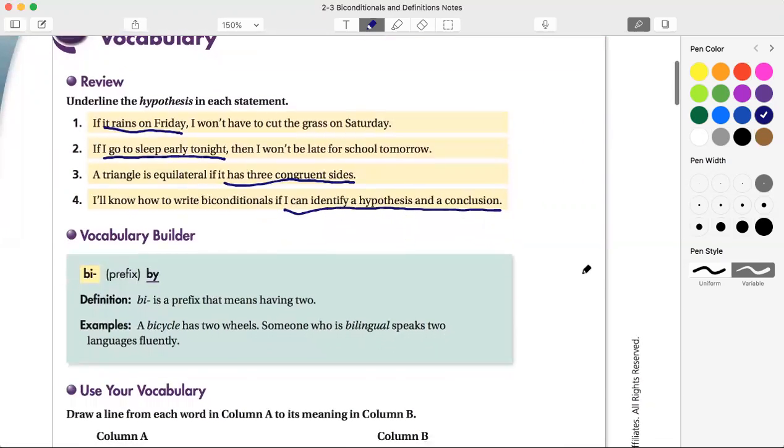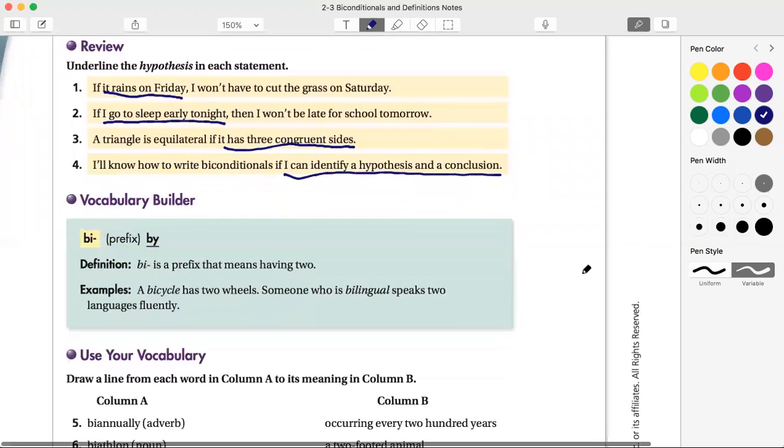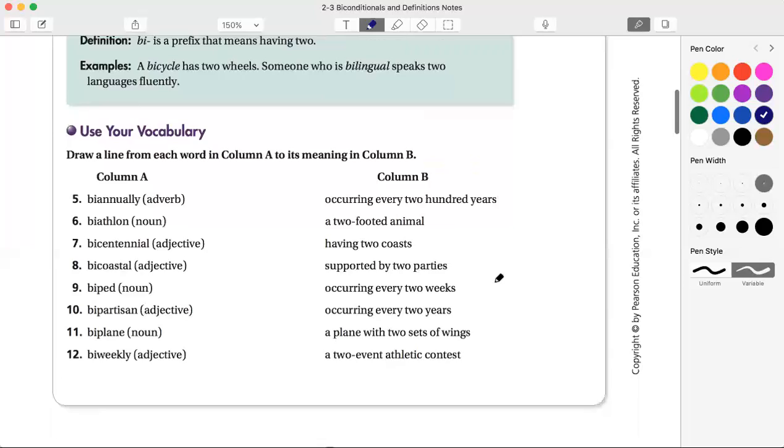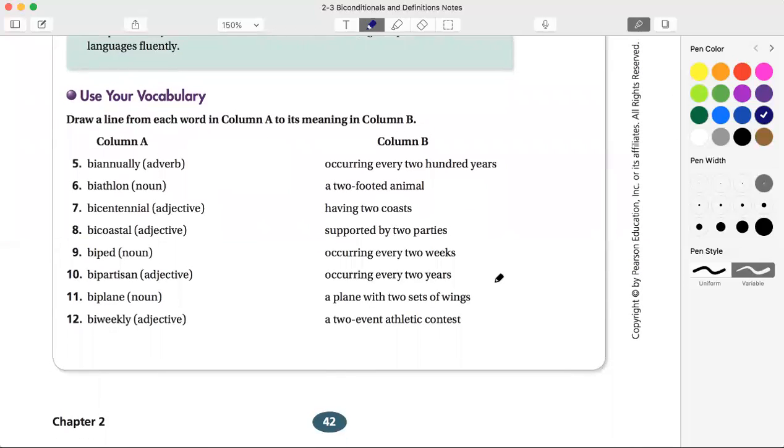All right, vocabulary. What does bi mean? Bi is a prefix meaning two. A bicycle has two wheels. Someone is bilingual who speaks two languages fluently. Let's draw a line from each word in column A to its meaning in column B. Biannually is an adverb, which means it occurs every 2 years. Biathlon is a noun, which is a two-event athletic contest.